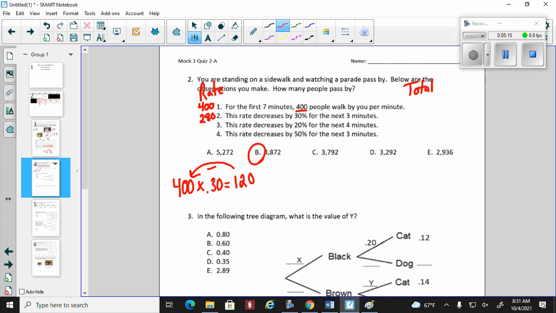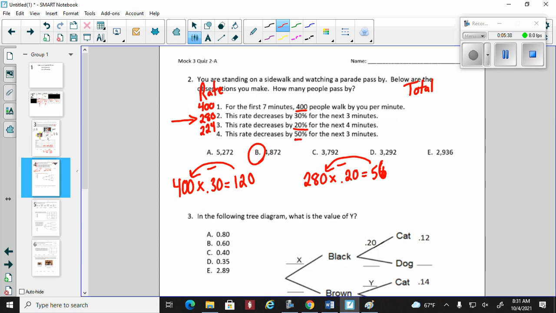Now, you look at phase 3. It says this rate decreases by 20%. This rate is the new rate, which is 280. So we multiply it by 0.20 and we get 56. Then we come back and subtract it, and you get the answer of 224 for your rate.